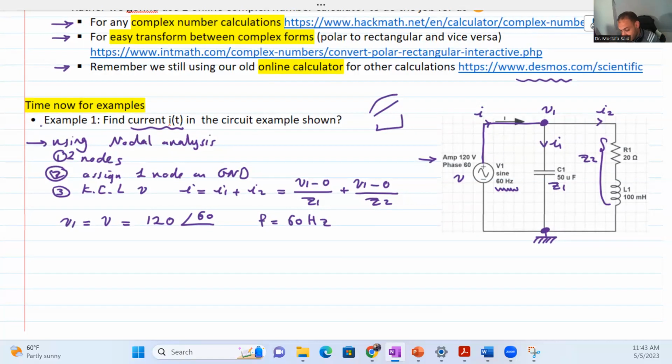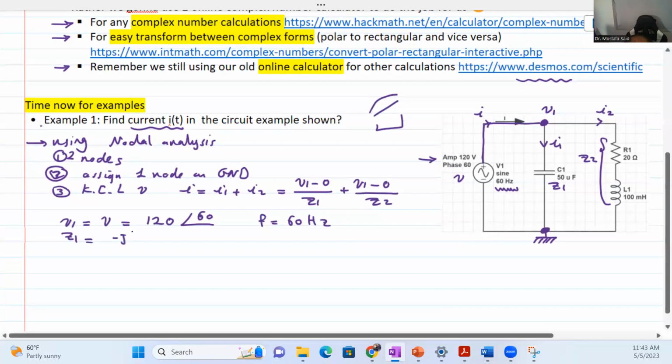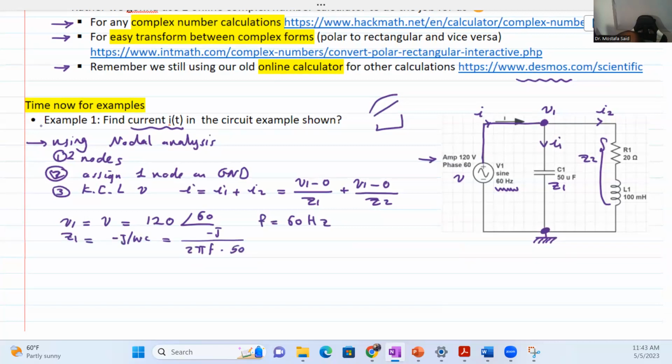Now, what is Z1 and Z2? So let's start with Z1. Z1 is the impedance of the capacitor. So it's minus J, as we learned last time, over omega C. So it's minus J divided by omega, which is 2 pi F. F is known, pi is known, and C is known, 50 micro. So the micro will be 10 to the power of 6, you know, in the numerator.